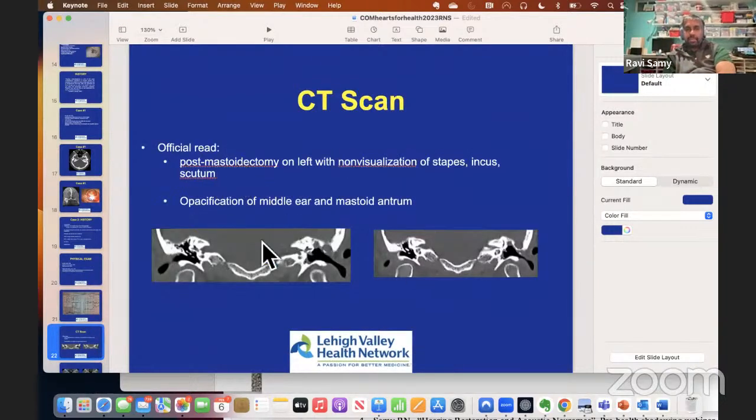So CT scan was done, and right ear, this is as if he's looking directly at us. This is what's called a coronal scan. And so you can see the right ear looks pretty darn good. And there's the gray tissue on the left side there. And just another image there.